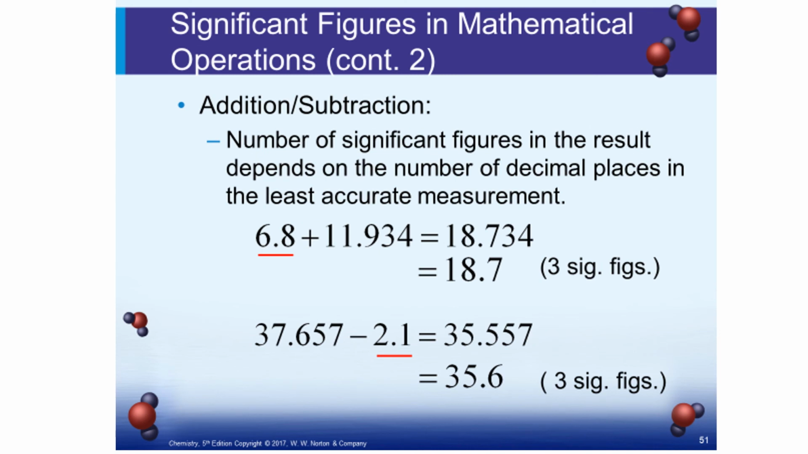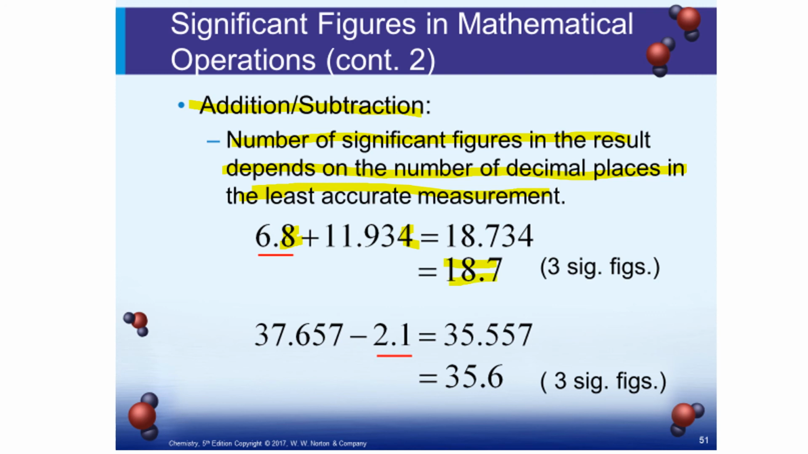Addition and subtraction works with the same general idea, a little bit different mathematical rule. Here, this weakest link idea is that the number of significant figures in the result depends upon the number of decimal places in the least accurate measurement. So here, 6.8 plus 11.934. What that means is 6.8, I'm looking at the 10th spot. 11.934, I'm at the thousandths place. The 10th place is less precise, less accurate. Therefore, my final answer, I only know down to the 10th place. That's where I have to round things at.